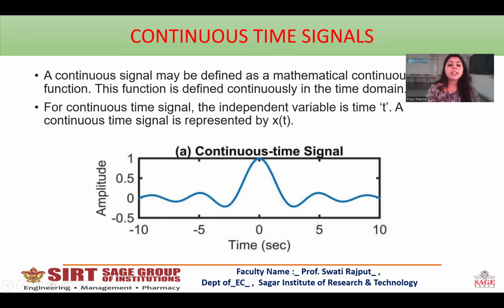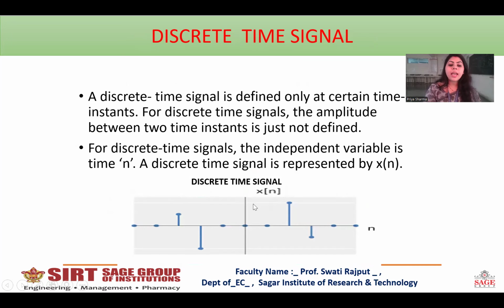A continuous signal may be defined as a mathematically continuous function. This function is defined continuously in the time domain. Here we can see that this waveform is going continuously, as it is determined as a continuous function. For the continuous time signal, the independent variable is time t, and a continuous time signal is represented as x of t.